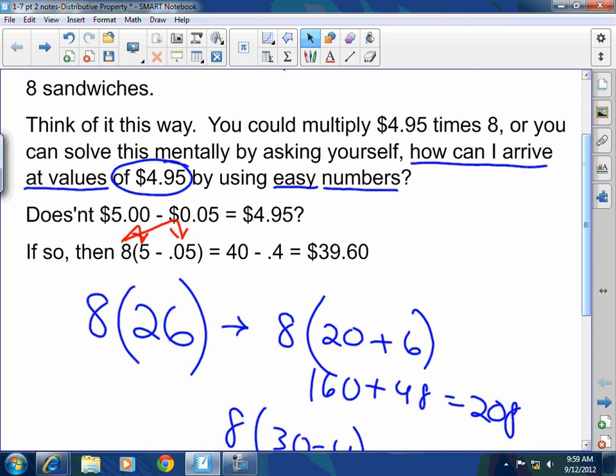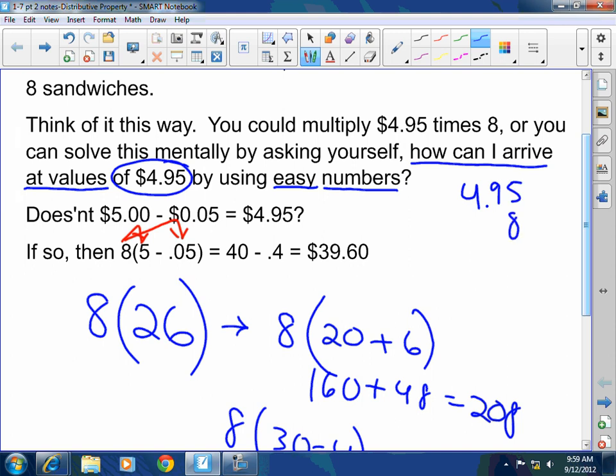Yes, if you multiply 495 times 8, you're going to get your answer. But I'm going to mark it wrong on the test, because I want you to show me how you got that by using the distributive property.